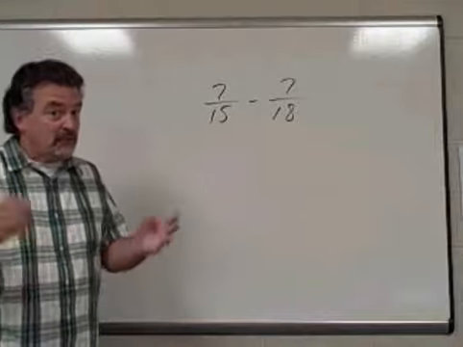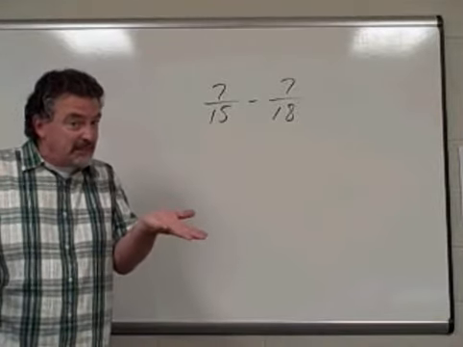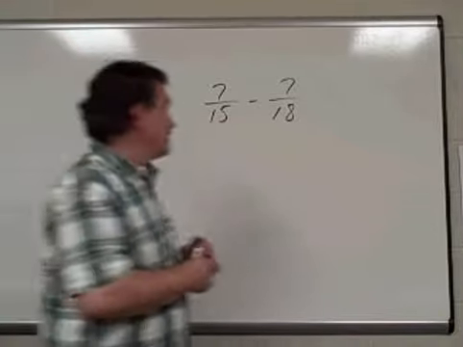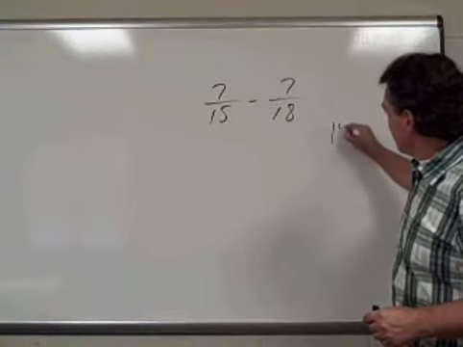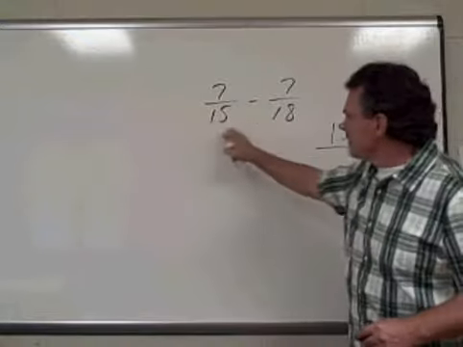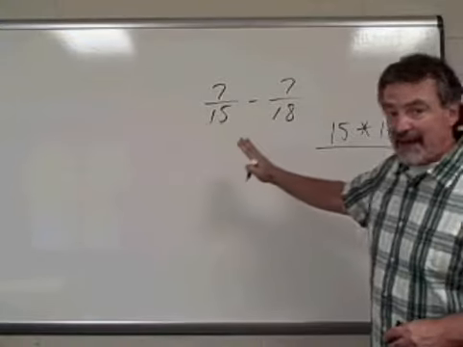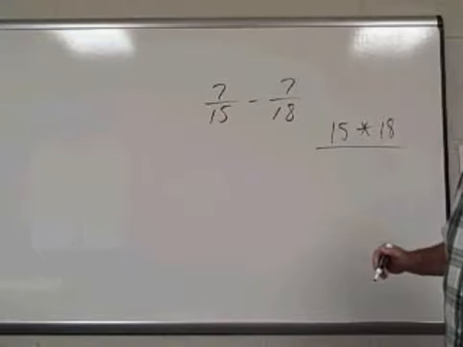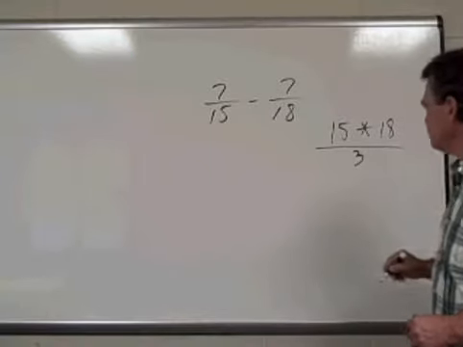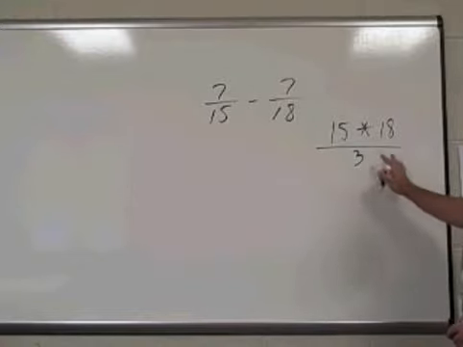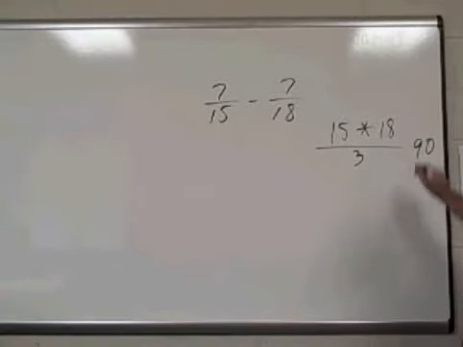7/15 minus 7/18. Remember, it's only the twins, Addie and Subby, that have to have the same pair of pants, the same denominator. So we're going to find the common denominator by taking the product of the two denominators and dividing by the greatest common factor they share. Remember, a factor is a number that will divide into. Well, 3 will divide into both 15 and 18. 15 times 18 gives us 270, and 270 divided by 3 is 90.